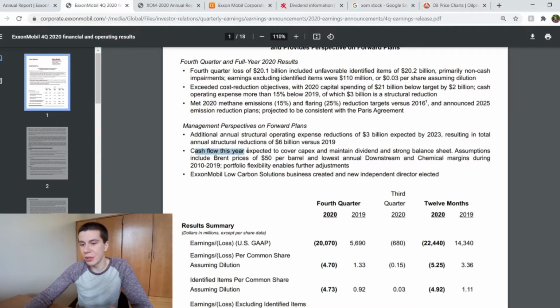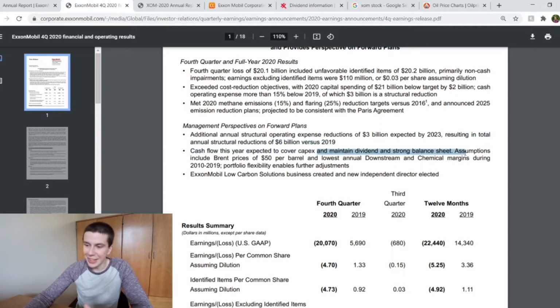They said that cash flow this year is expected to cover the capital expenditures and maintain the dividend and strong balance sheet. So they do say maintain the dividend, so they expect to not cut the dividend, and we'll talk about that in the future, but they do need to raise the dividend if they want to keep their dividend aristocrat status.